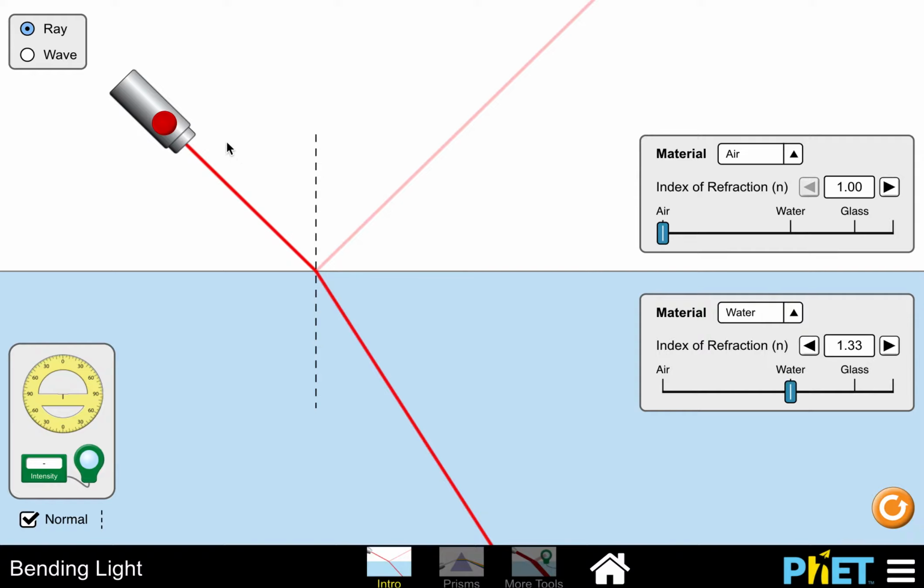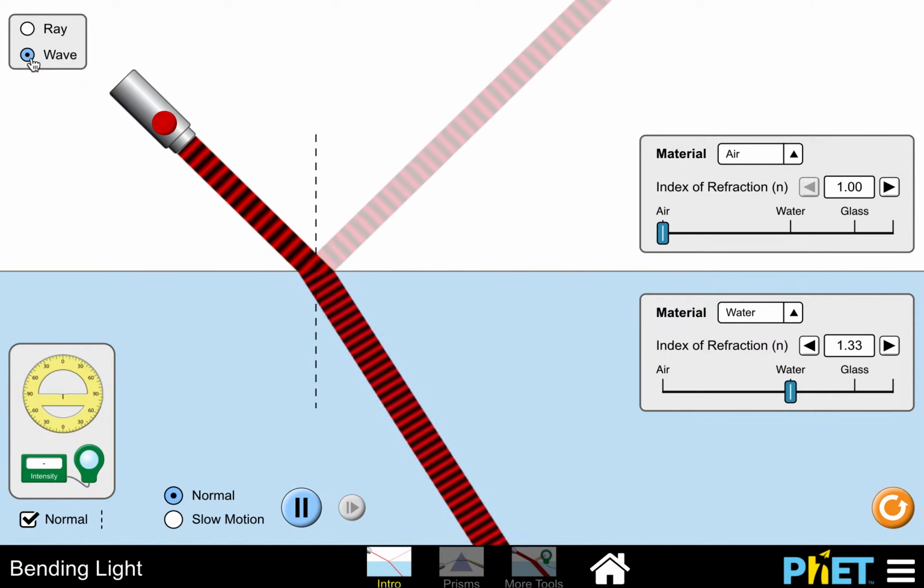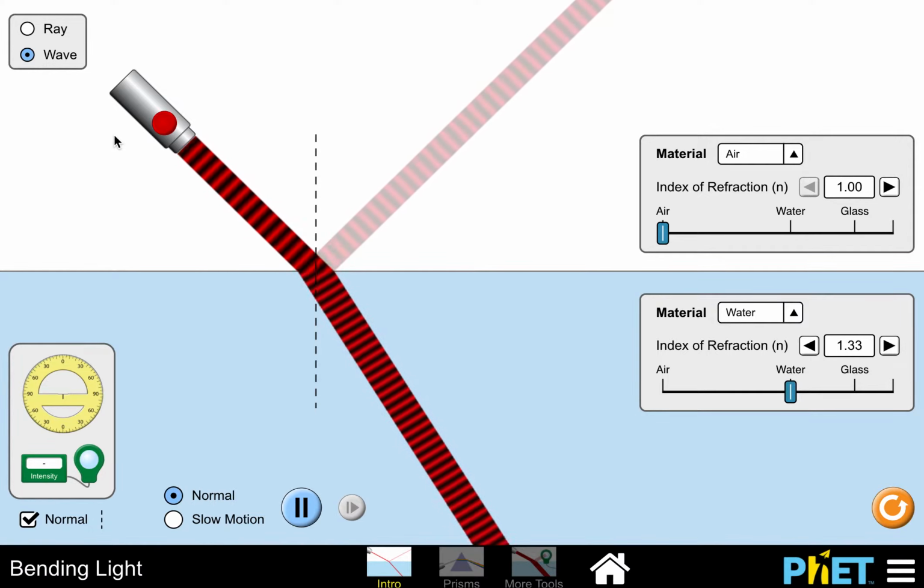Or if you happen to use a laser beam for experiments, it's a pretty good representation of what happens with the laser beam. You can also, though, show a wave representation. And so you can see some small wave fronts that are moving in here, obviously much slower than the actual speed of light, but to help us visualize what's going on.